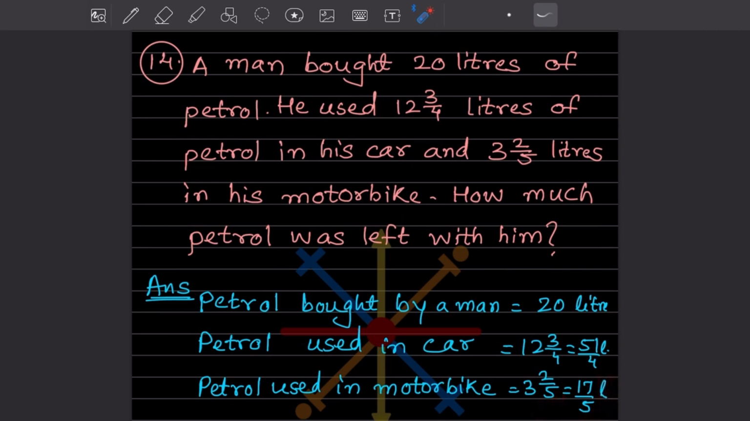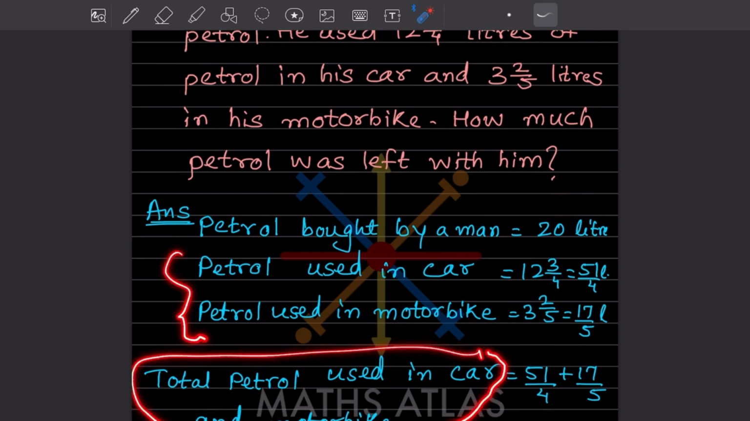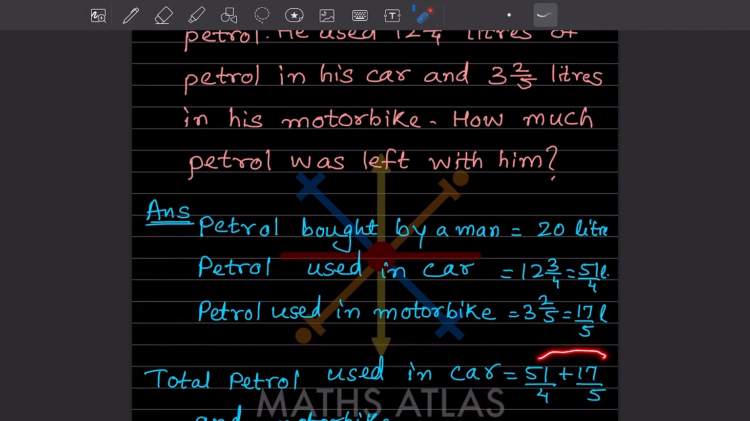So now, how much petrol was left with him? First, what are you going to do here? Total petrol used by car and motorbike. We have to add these first, because 20 is what he bought and this much is what he used. So these two you are going to add: 51 by 4 and 17 by 5.